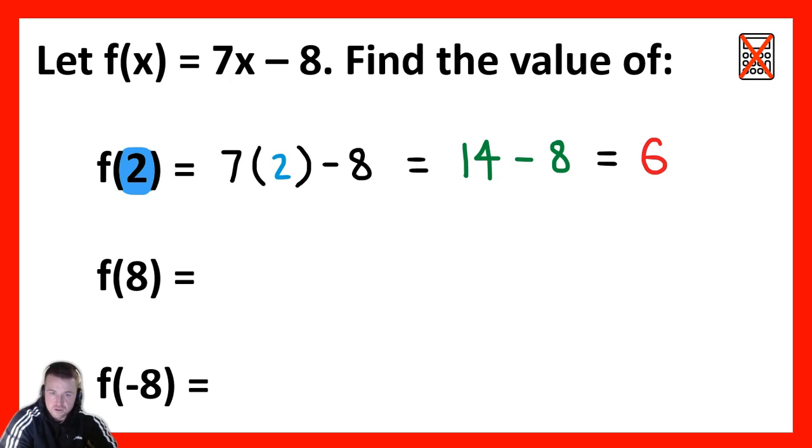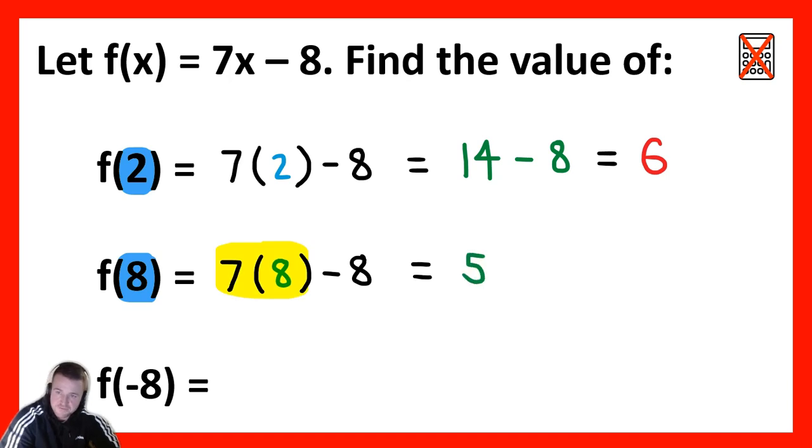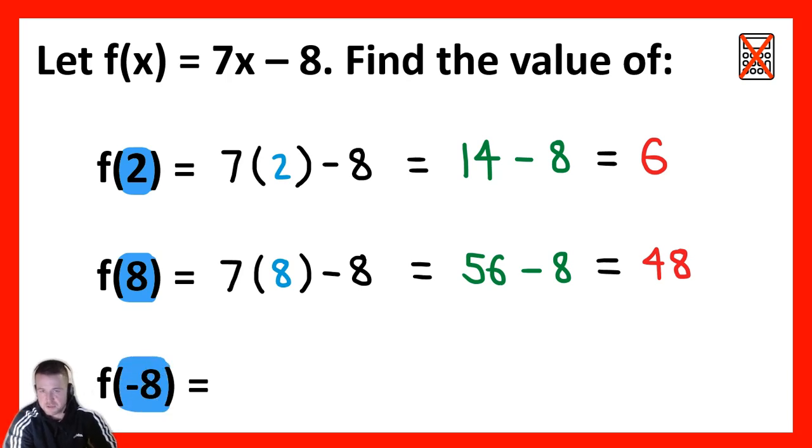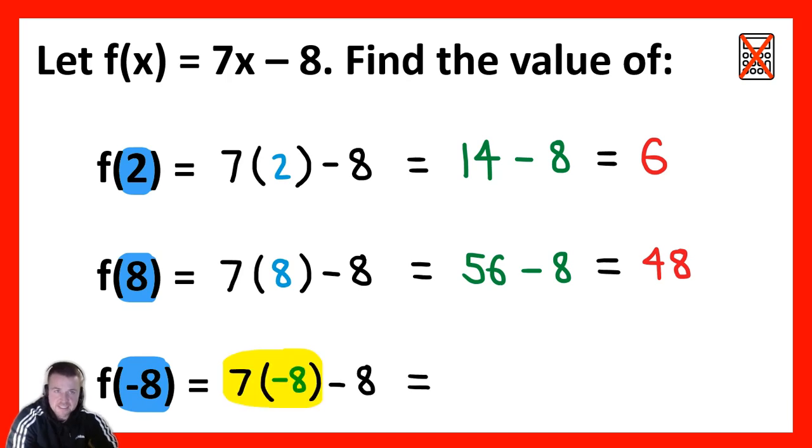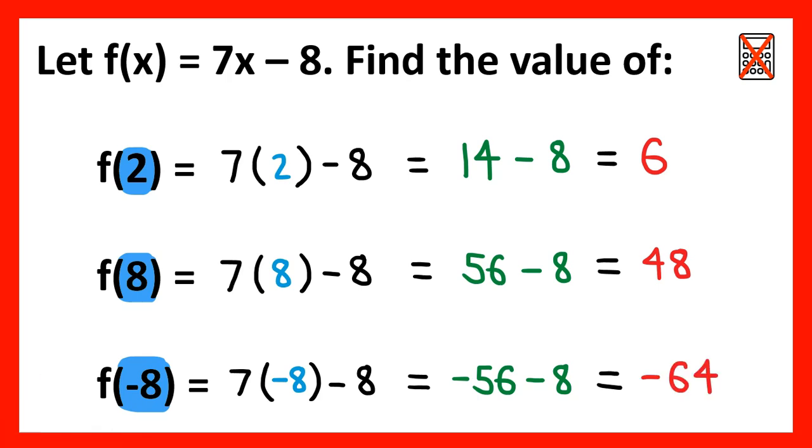On to the second question. I'm finding f of 8, replacing x for 8. 7 lots of 8 is 56, and subtracting 8 will give me 48. For the last question, this is where it gets a little bit trickier, substituting negative values. 7 lots of negative 8 is negative 56, and subtracting 8 is negative 64.